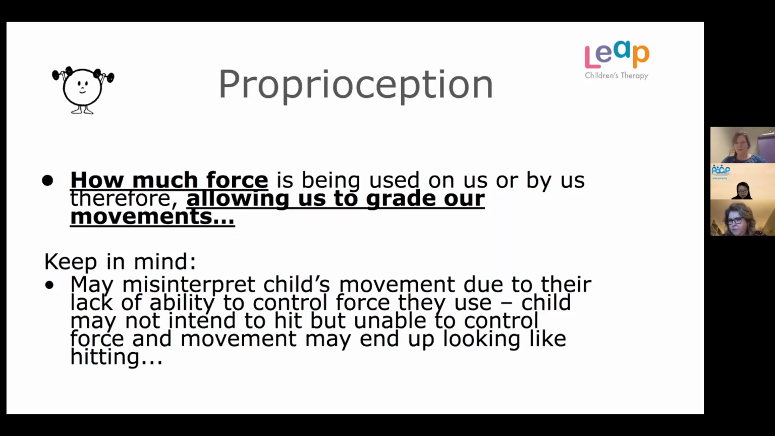Hypermobility of the joints is quite a common issue that we see. Now, if a child has got hypermobility and the proprioceptive sense goes in through their muscles and joints, they're probably going to have proprioceptive difficulties as well.